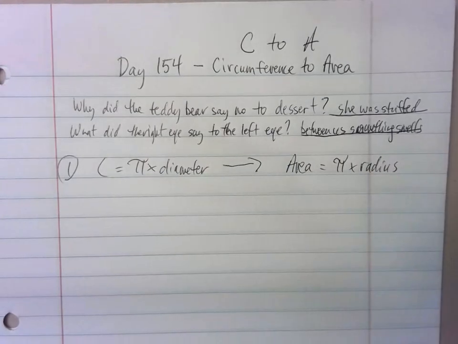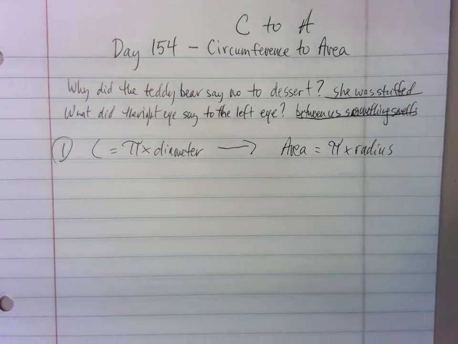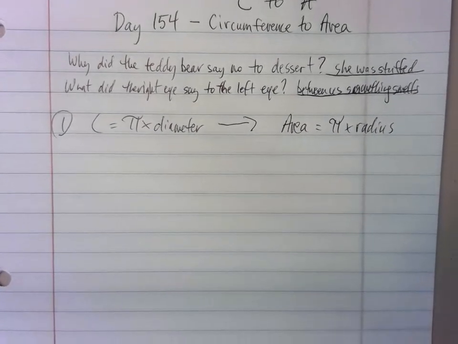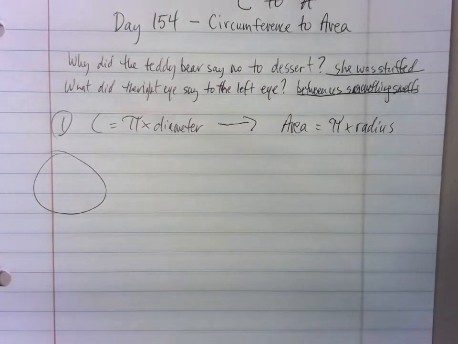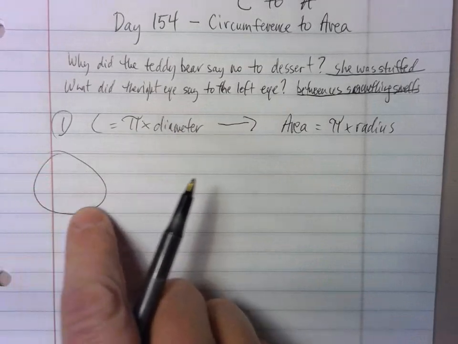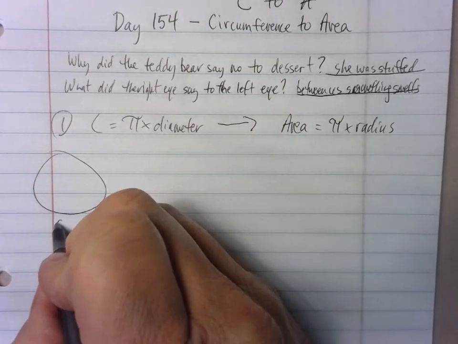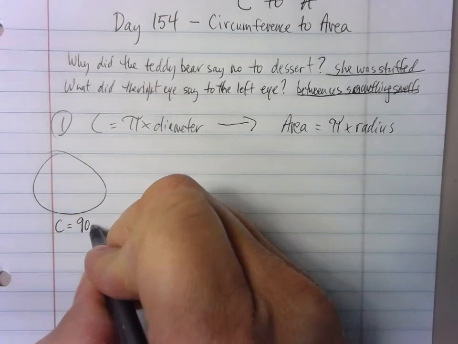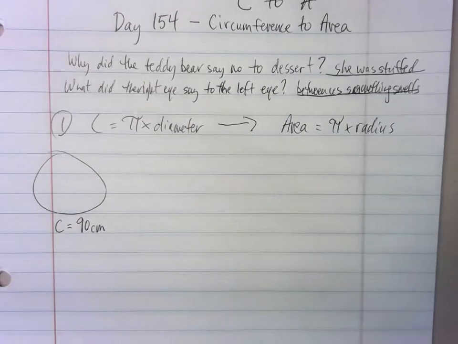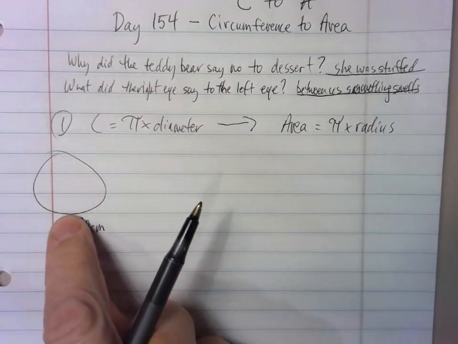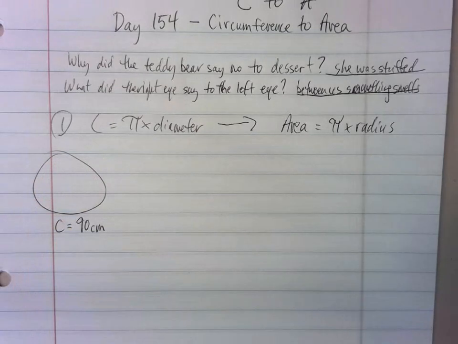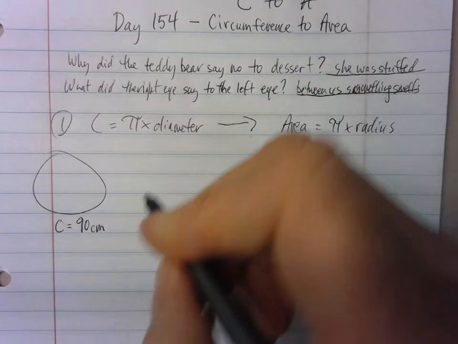Let's say we know the circumference, or the edge of the pizza that we've got, is about 90 centimeters. If you nibbled around the edge of the crust and ate just that part, it would be 90 centimeters worth of crust around the circumference. We're going to go in reverse, from the circumference to the area.